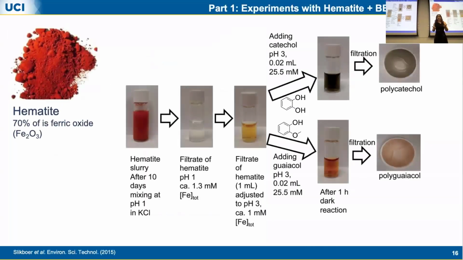And so to do this, you do what every graduate student does. You go look in the literature. Has this been done before? And if so, does Sergey know them? Can we talk to them? So in 2015, this paper out of Hin's group, they looked at hematite and the reaction with catechol and glycol. So what they did was they took hematite, they dissolved it, they made a slurry at pH 1, they let it age for 10 days, they took the filtrate off, and they adjusted the pH back to 3.